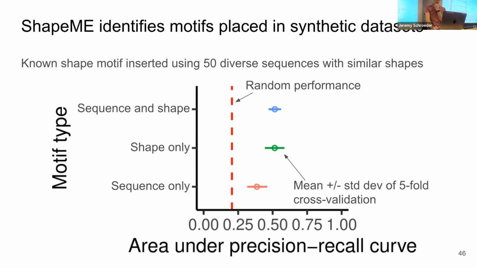So here's the quantification of the performance of these various modes of running ShapeME on that test data set. Again, I'm showing you area under the precision recall curve on the x-axis. Random performance is indicated by this line. Here the circle is the mean of the cross-validated performance, and the bar is plus minus the standard deviation of the 5-fold cross-validated performance. So we see shape only performs the best. Sequence still performs fine, but sequence and shape performs as well as shape does, which again we expect, given that sequence and shape is actually just using shape information for this data set.